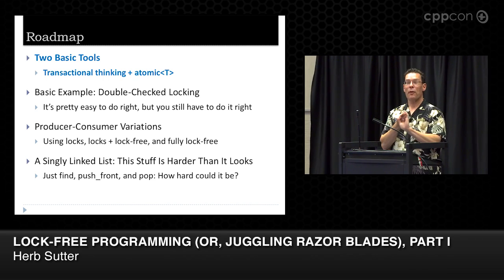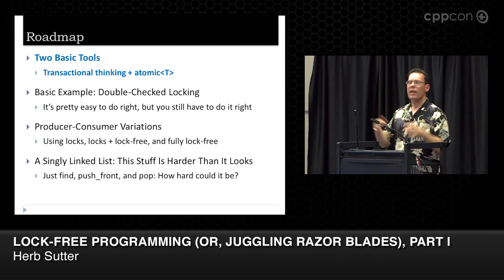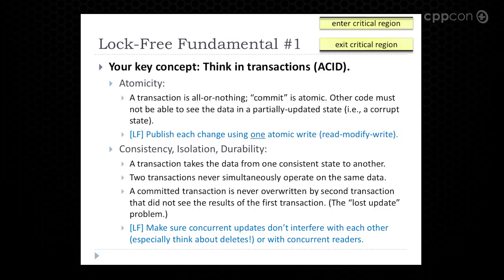The 3 examples that are on the official agenda: double-check locking, just to get our appetites whetted. That's only going to take about 3 minutes. Producer-consumer variations using locks and atomics together, and then fully lock-free. And then a singly linked list, how hard can it be? I just love those sections, the how hard can it be?